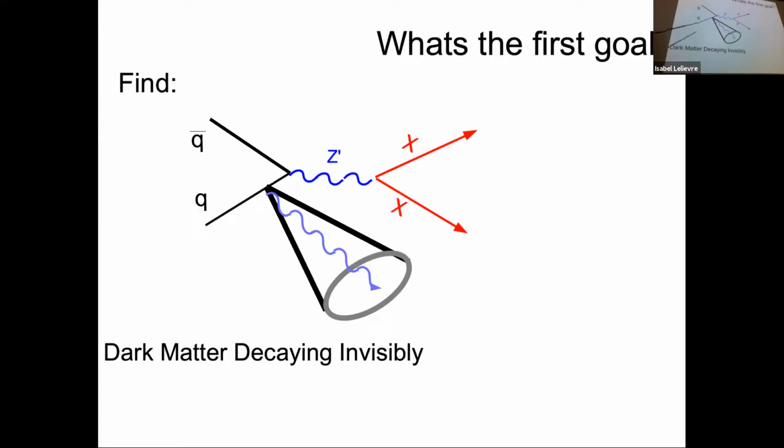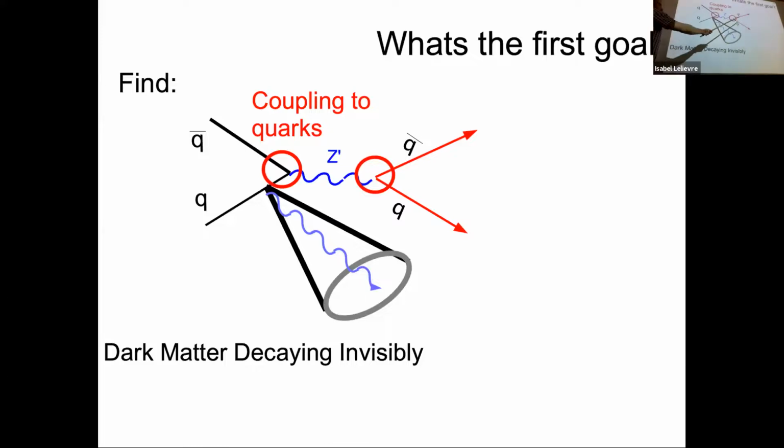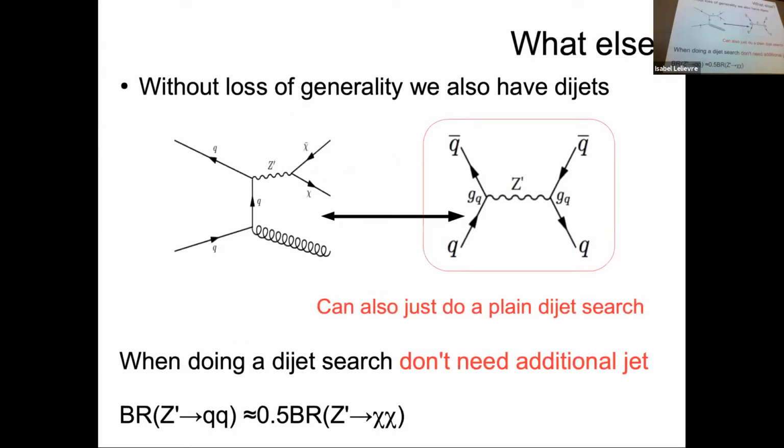Here's your original diagram that we used to search for monojet. We have a coupling of quarks to the Z prime here. What we can then do is take this coupling and clone it over there. Now you have a Z prime decaying to quarks. And in fact, this is just a dijet, and you don't even need an ISR jet anymore. You can just look for this diagram: Z prime decaying to 2 jets.